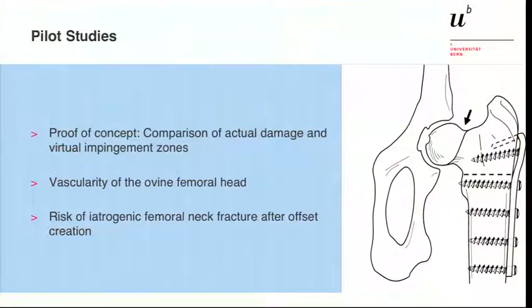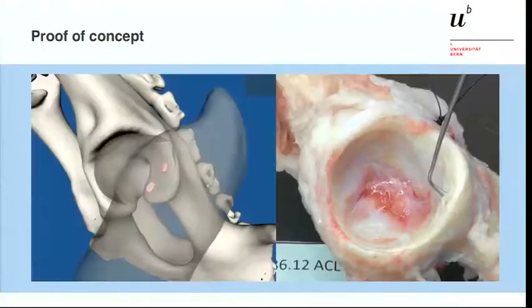We did some pilot studies. The first one was a proof of concept. We wanted to compare the actual impingement zone and the virtual impingement zone, to see whether our concept really works. And we had initially some concerns about the vascularity of the ovine femoral head, because this is exactly the zone where in human beings the lateral retinacular vessels enter into the femoral head. We were concerned about AVN in those cases. So we wanted to know exactly how the vascularity of the ovine femoral head is. And of course, if they do full weight bearing right away, we wanted to know how much is the risk of iatrogenic femoral neck fracture after offset creation.